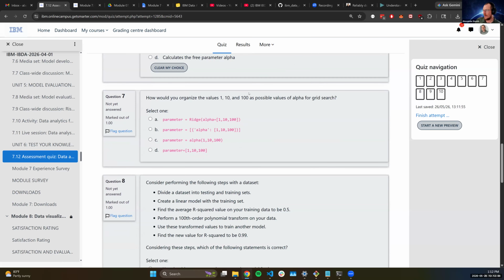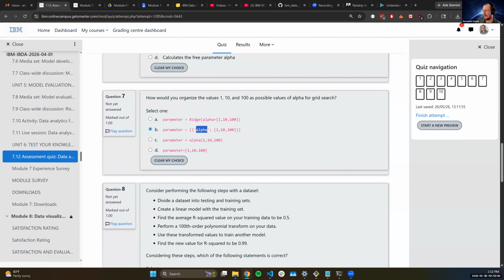How do you organize this for a grid search? The parameter is going to be my hyperparameter and then its values. So we don't need ridge yet. Alpha is not a function, and we can't just give it a list. It needs to know the name of the parameter as well. So B is the only answer here.